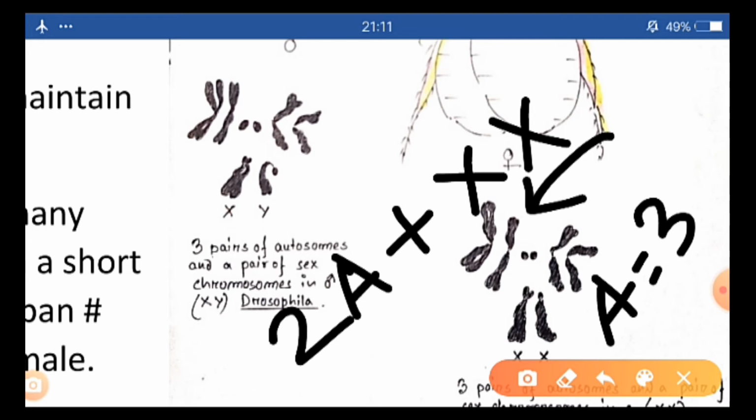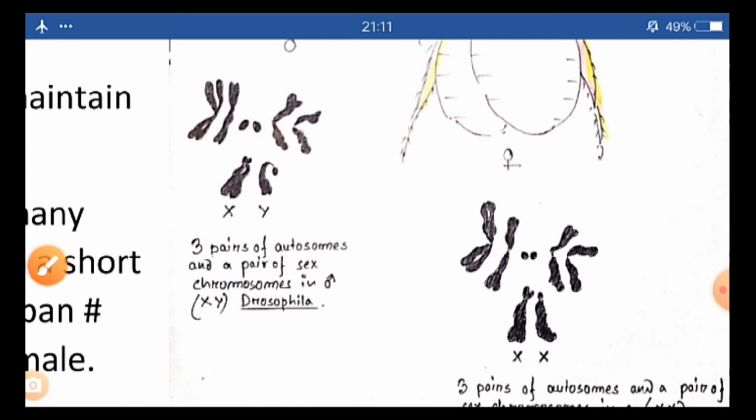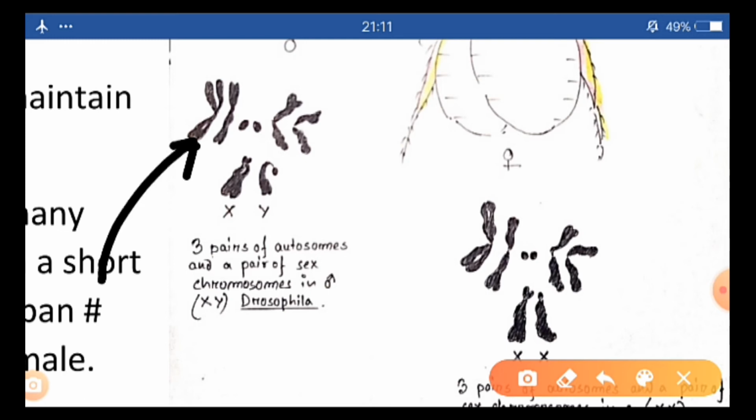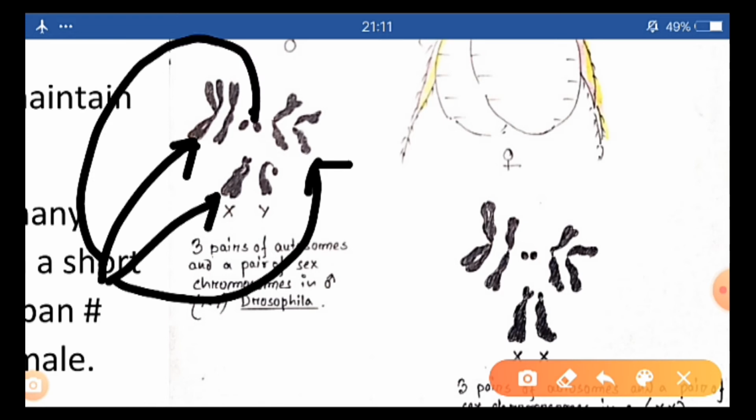Now regarding the formation of gametes, what happens? Take this one, this one, this one, and from here M1 will be like this: 3 autosomes and 1 X chromosome. Clear? Okay.